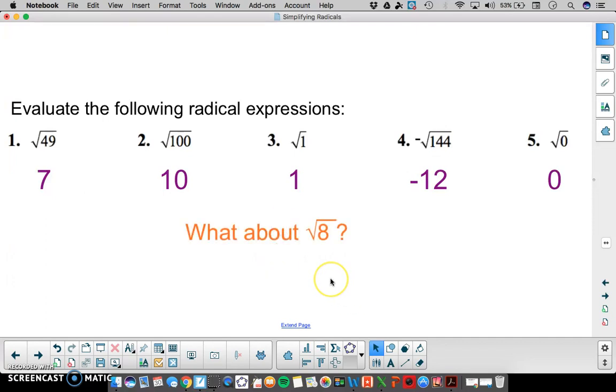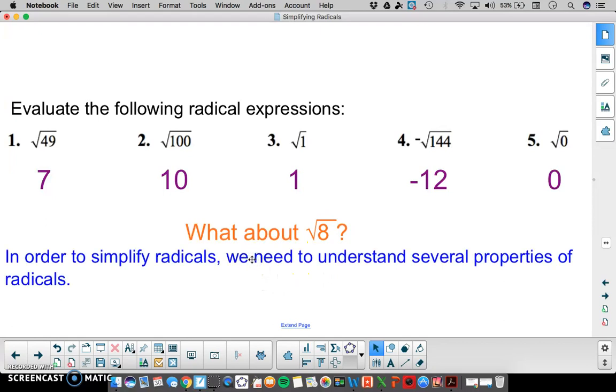What about something like the square root of 8? Would that come out to be an integer? We know that 8 is not a perfect square, so therefore it cannot be an integer when it's evaluated. So how would we simplify that, if at all? Well, in order to simplify that, we're going to need to understand some properties about radicals.